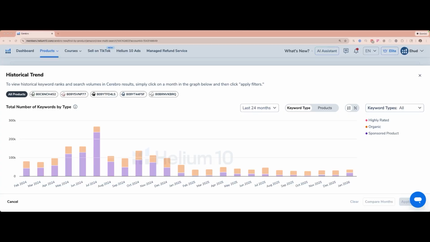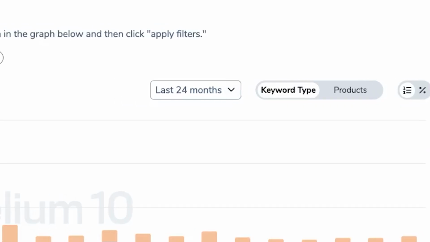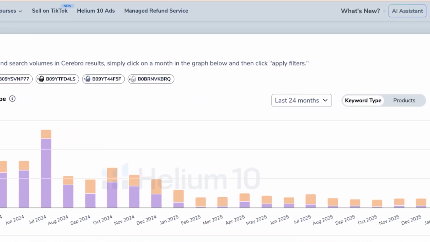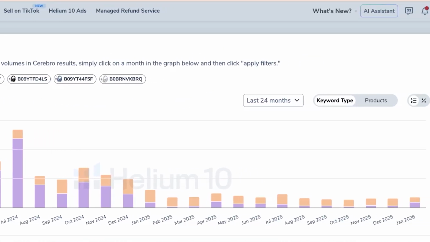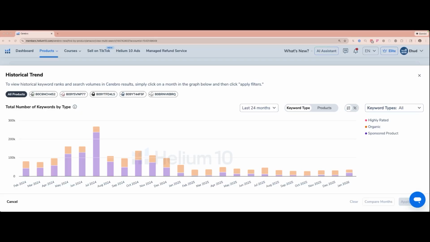One thing that's extremely useful here is that when I click on a certain month and I apply filters, Cerebro basically rewinds time. It'll show me what this ASIN was ranking for organically and with sponsored during that time, not today. So I can look back in the past and see exactly what I was showing for and where I was getting my sales from.